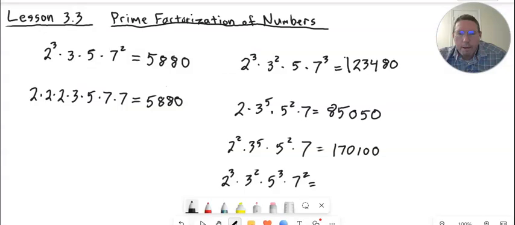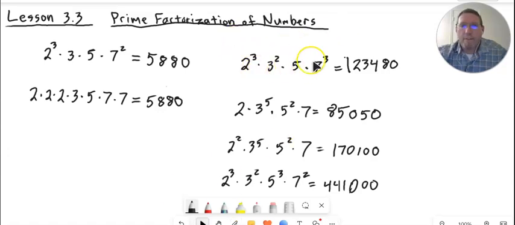All right, so let's come back here. This is 441,000. You don't have to use commas. You can use commas if you want to, but you don't have to. Okay. All right. So that's it for that. I just wanted to show you what it looks like when you take the prime factorization of a number and then multiply it out. This is what you get.